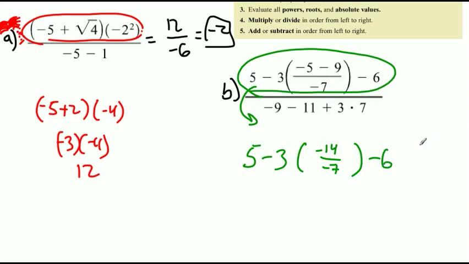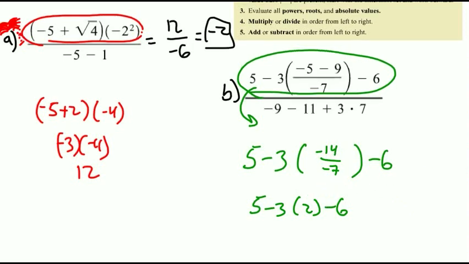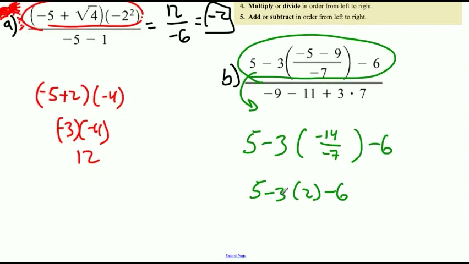Notice what I've just done there: all I did was simplify what's inside the parentheses. Now let's simplify further and get 2. So 5 minus 3 times 2 minus 6. Now this just became 2. If we do the order of operations, I have to multiply next. So 5 minus 6 minus 6.